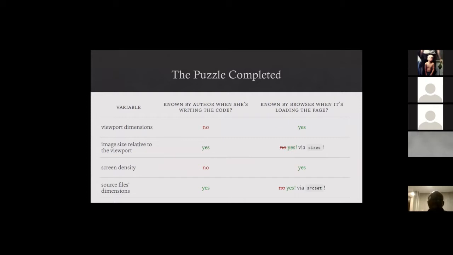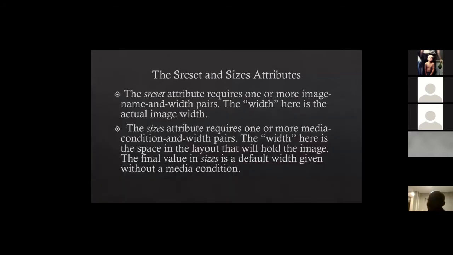So in the revised version of that table that we were just looking at, now the browser has all of the information that it needs. It gets the image size relative to the viewport from the sizes attribute, and it gets the image's actual width from srcset. The way it works is srcset gives a series of image name and path and width pairings. So you'll get an image name with a width, and then another image name and a width, for however many images you want to provide for different scenarios.